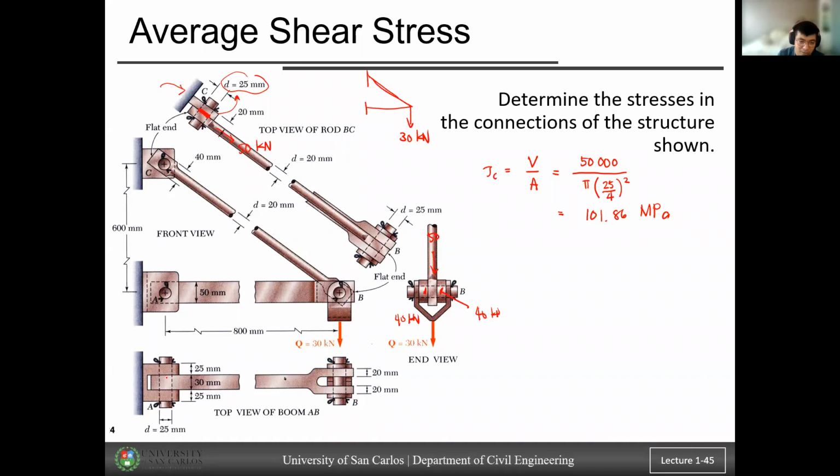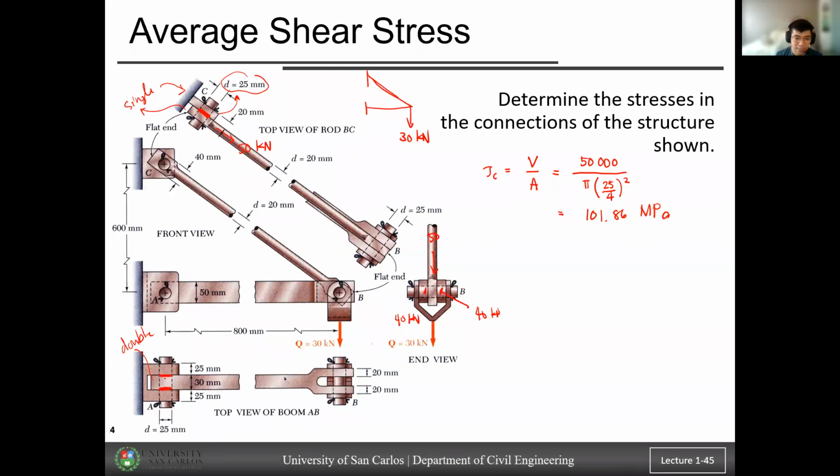So on joint A, as you can see, it's a double shear, right? So that matches what was discussed earlier, that we have two types of shear. This one is single shear, and the other one is double. So again, you can always try to imagine the failure type of the material so you know what its type of stress is.